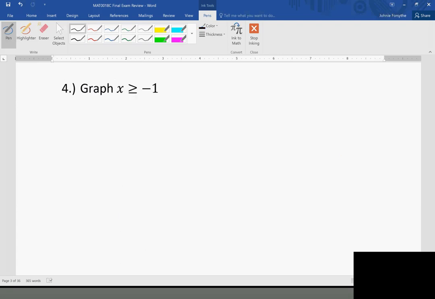Okay, number 4, graph x is greater than or equal to -1. So we're going to graph that on a number line. So here's my number line, and I'm going to plot -1, and then I'm going to write some numbers on the right and left side of -1. So if we have a negative number of -1, 0 is going to be to the right of it because that is greater than -1.